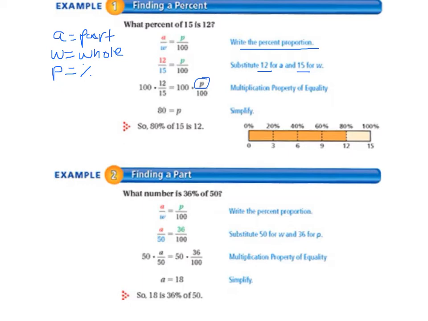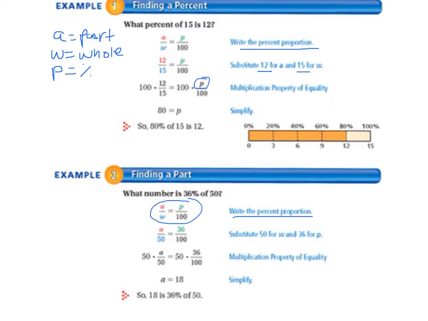Now let's take a look at example 2, finding a part. So now we're going to be solving for A. Again, we write the percent proportion. This is a really important step when you start doing these problems, is to write out the proportion every time so that it starts to stick in your brain, so you remember what it looks like.